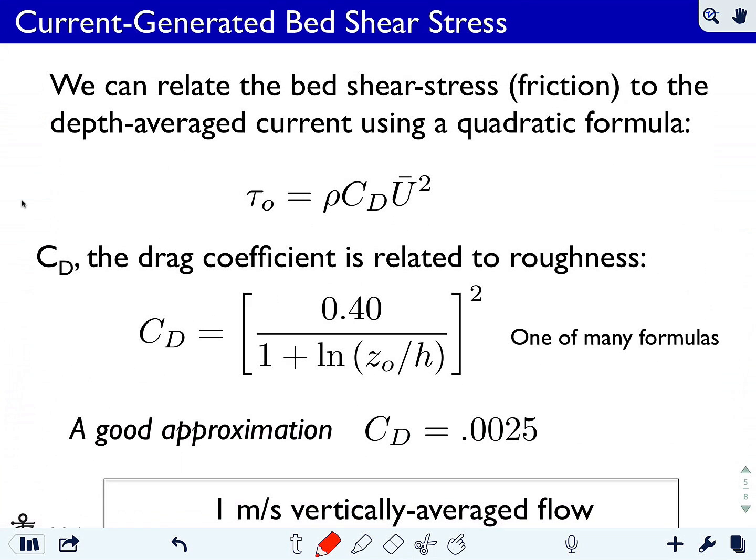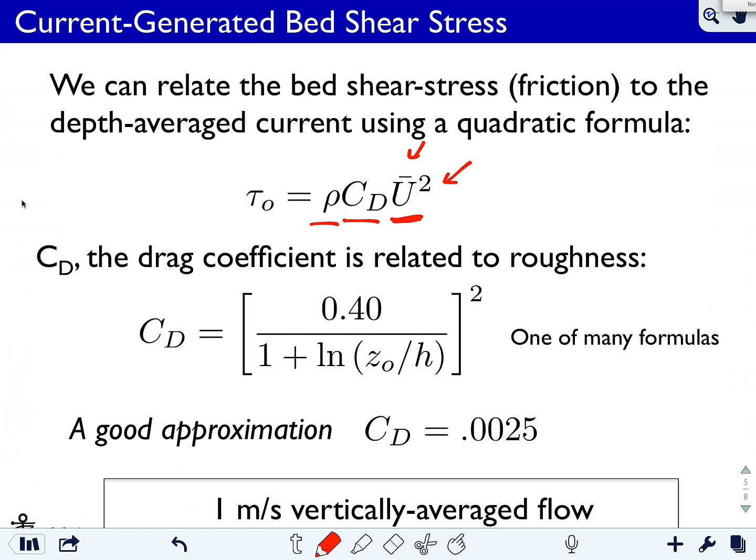The bed shear stress should look a lot like our atmospheric shear stress. Again, the stress we assume in most cases is related to velocity squared, a drag coefficient, which has no dimensions at all, and then your fluid density, roughly 1,025 kilograms per meter cubed for seawater. This is the way it is typically written, and U can be different characteristic velocities. In most cases we're thinking about the vertically averaged velocity for a shallow water system. So this U bar, I put a bar over it indicating it's been vertically averaged.